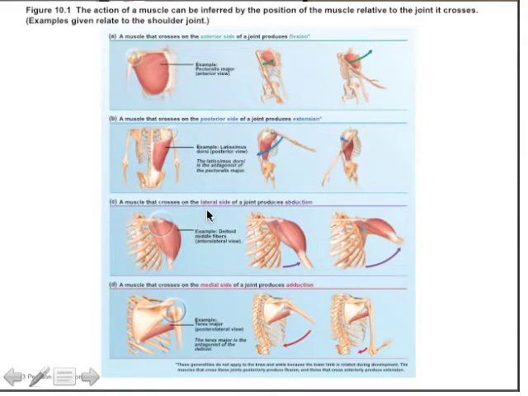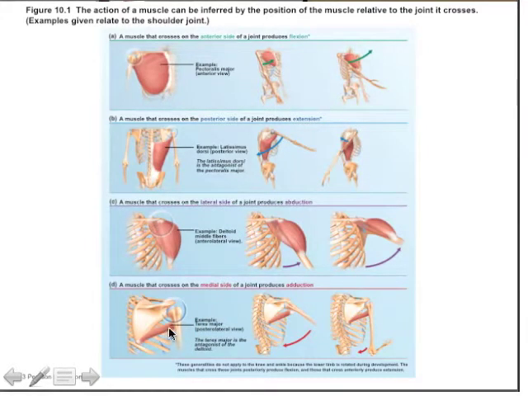A muscle that crosses on the lateral side of the joint can produce abduction. And so you can see here the deltoid muscle, which actually has three parts. It has an anterior, a medial, and a posterior belly. It inserts onto the middle of the humerus on the lateral side. And when the center of the muscle contracts, it raises the arm up away from midline, and we call that abduction.